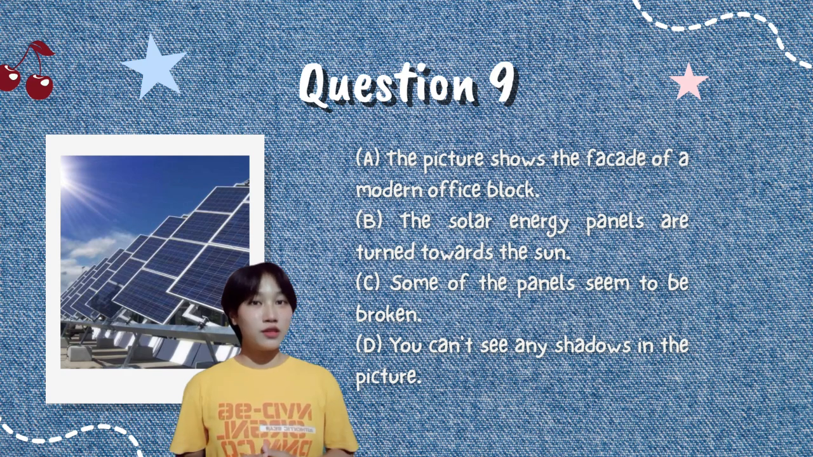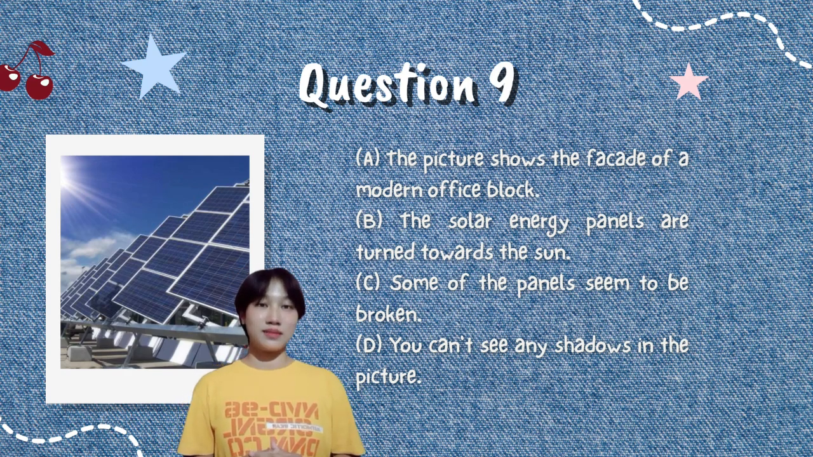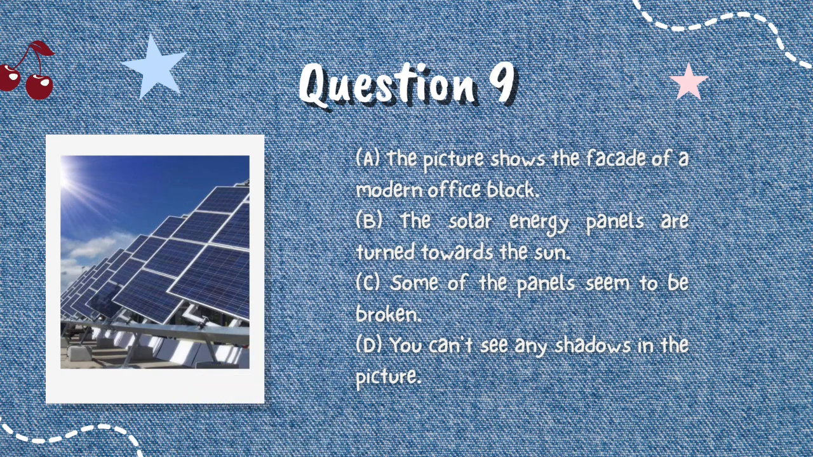Now, let's look at question number 9. A. The picture shows the facade of a modern office block. B. The solar energy panels are turned towards the sun. C. Some of the panels seem to be broken. D. You can't see any shadows in the picture.